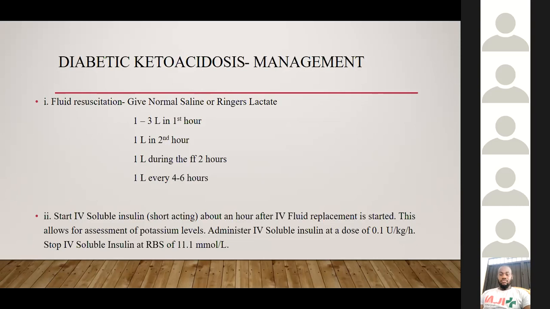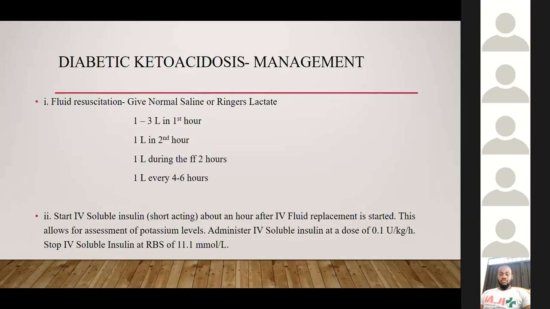So in this case, it should be a tight balance. You let fluids go slowly, but your main aim of reducing the sugar would be giving your insulin rather than pumping a lot of fluids. Okay, so those are the exceptions, but usually you need to resuscitate the patient and then give your insulin. And this is the dose of insulin you give.